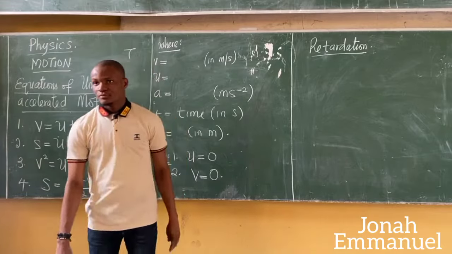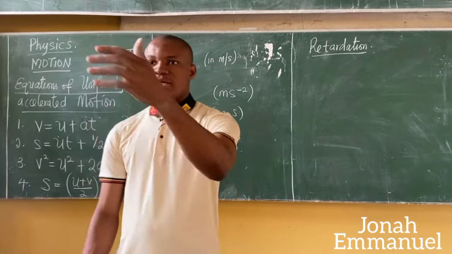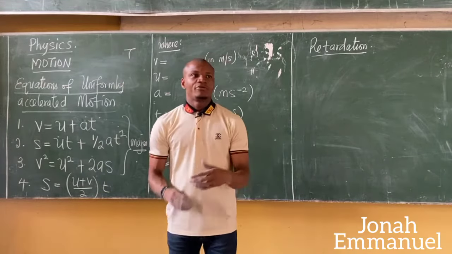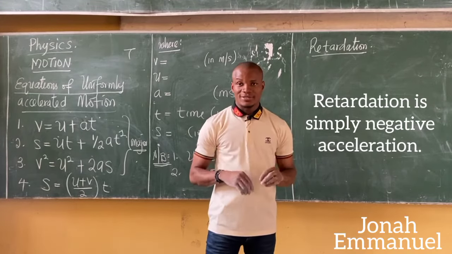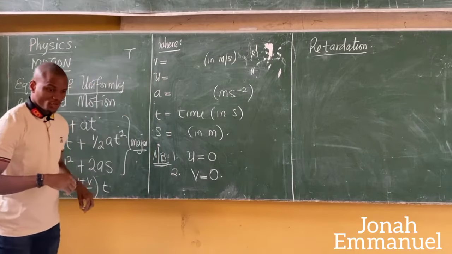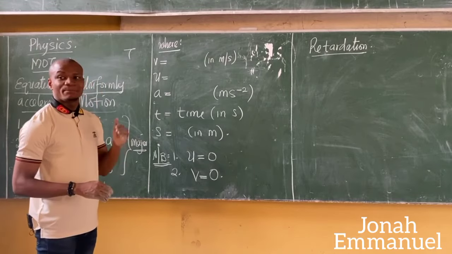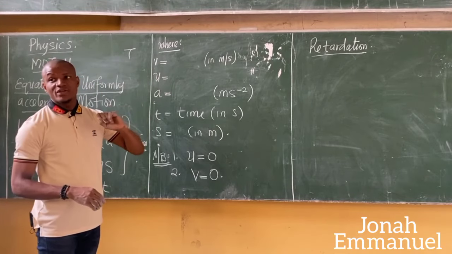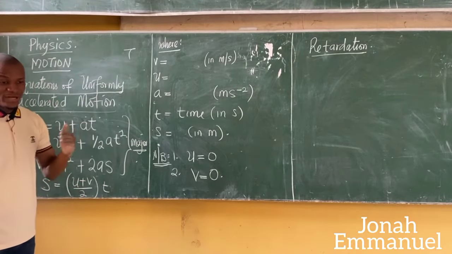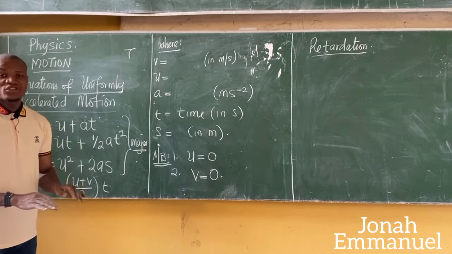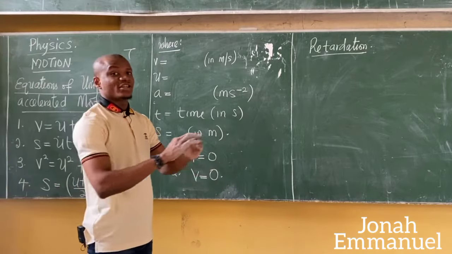Retardation. Alright, so let's discuss retardation. Let me tell you what it is before we start writing. Retardation is acceleration here. We are talking about negative acceleration. Now, here's the concept. If somebody is running with a particular velocity and the velocity is constant, that person will move at the same pace till he reaches the end of his journey. The person will maintain the same speed till he reaches his destination.